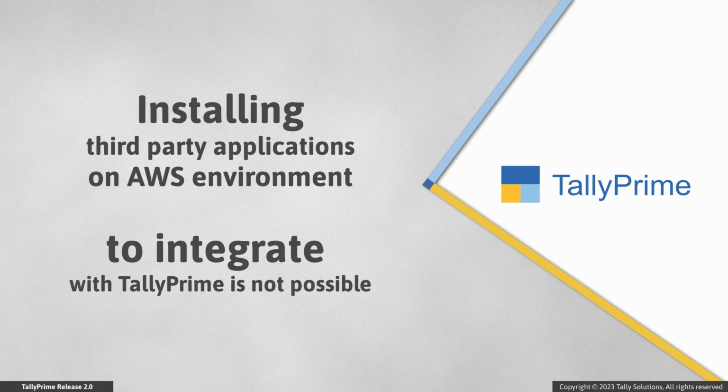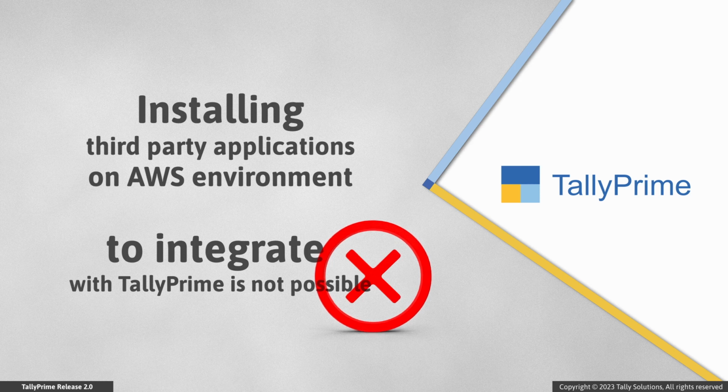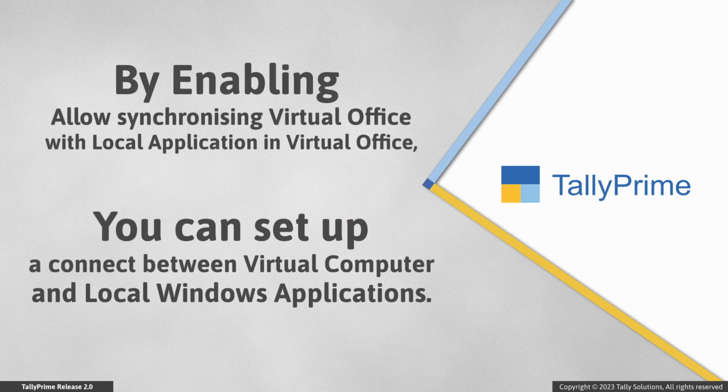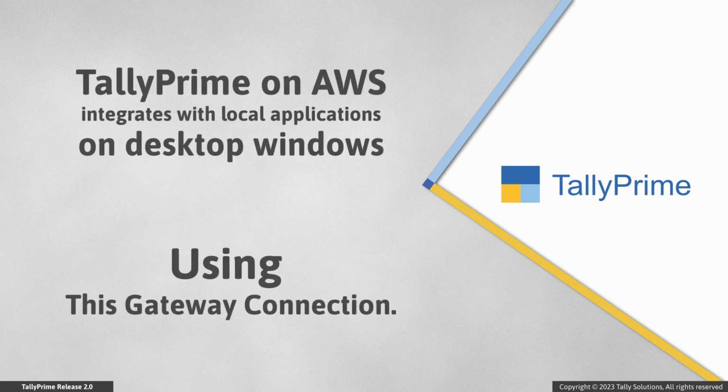However, installing any third-party applications in the TallyPrime on AWS environment is not possible since the virtual computer is running on Linux operating system and TallyPrime is made compatible to run using a secure wine layer. Thus, to integrate TallyPrime on AWS with local applications, a gateway connection is set up between virtual computer and local Windows applications. TallyPrime on AWS integrates with local applications using this gateway connection to exchange data. Thus, you can continue to have third-party applications on local Windows and allow exchange of data with TallyPrime on AWS.